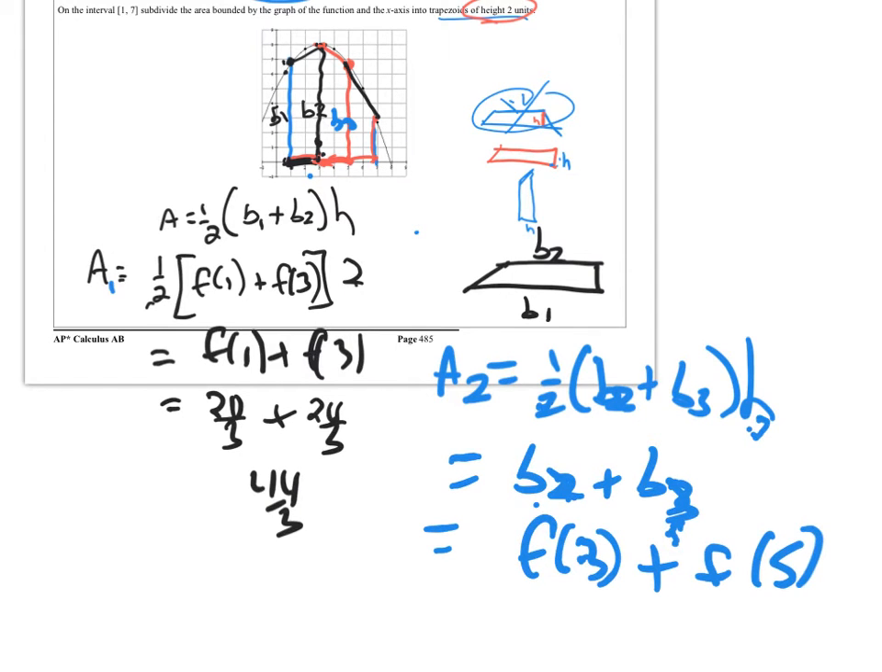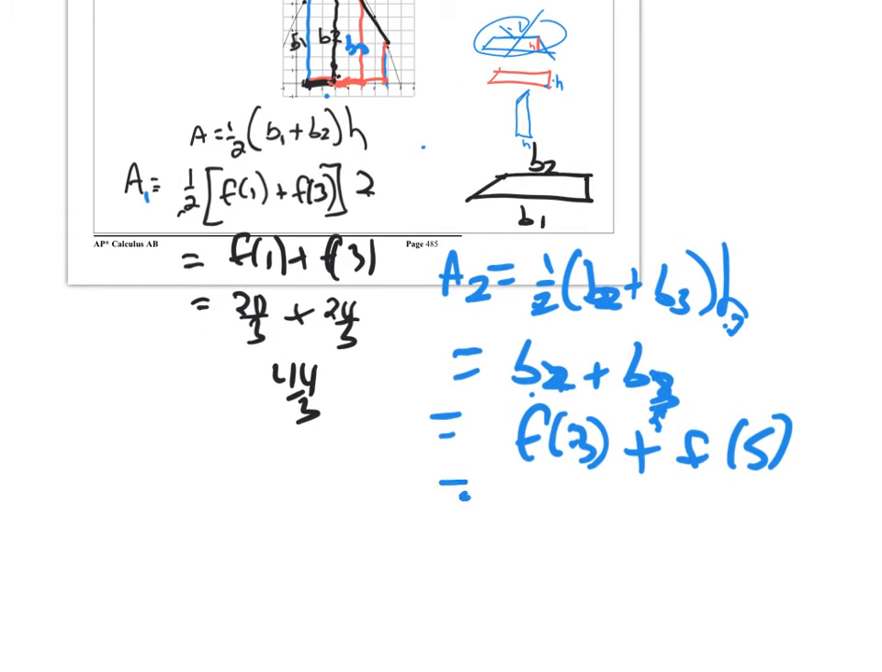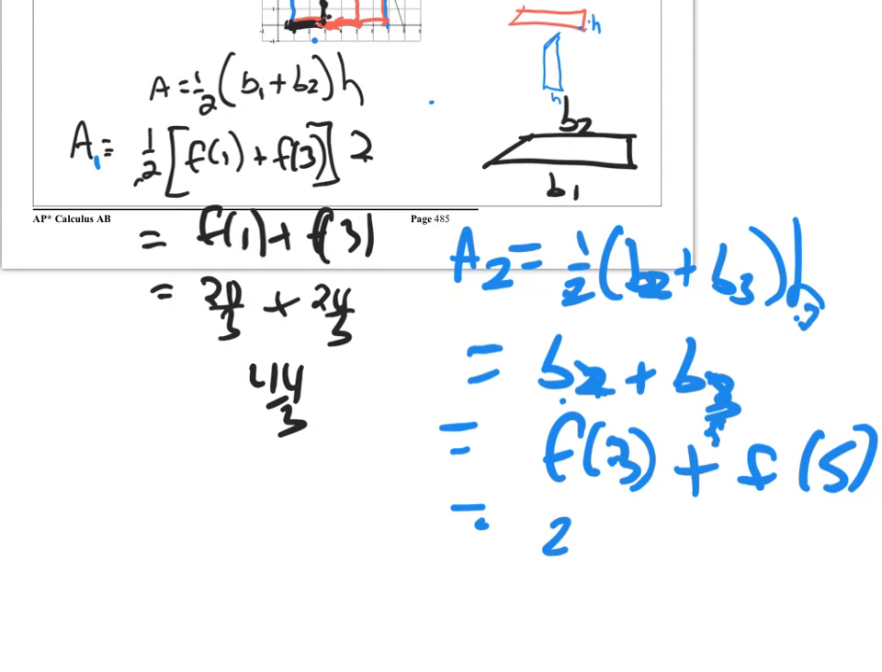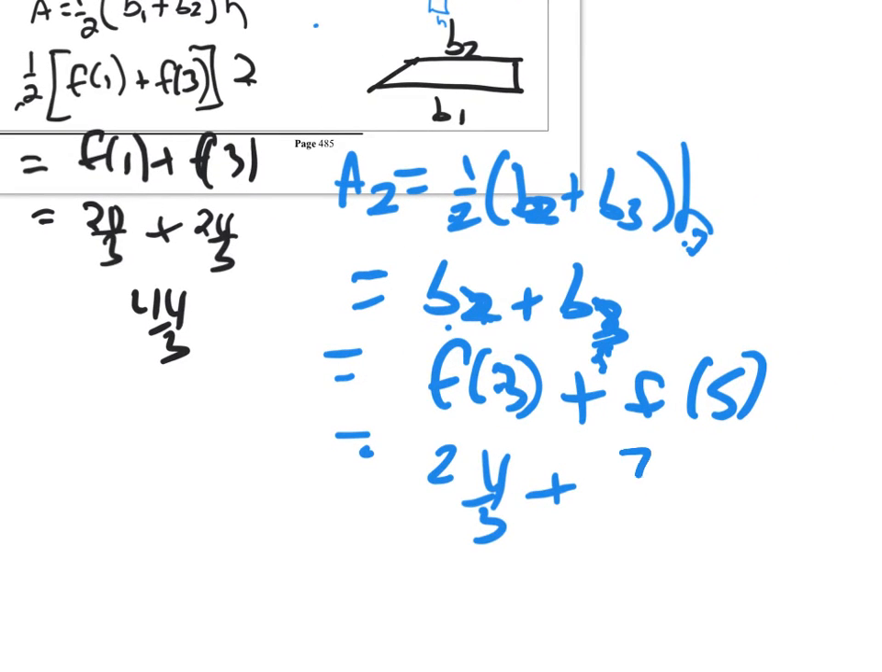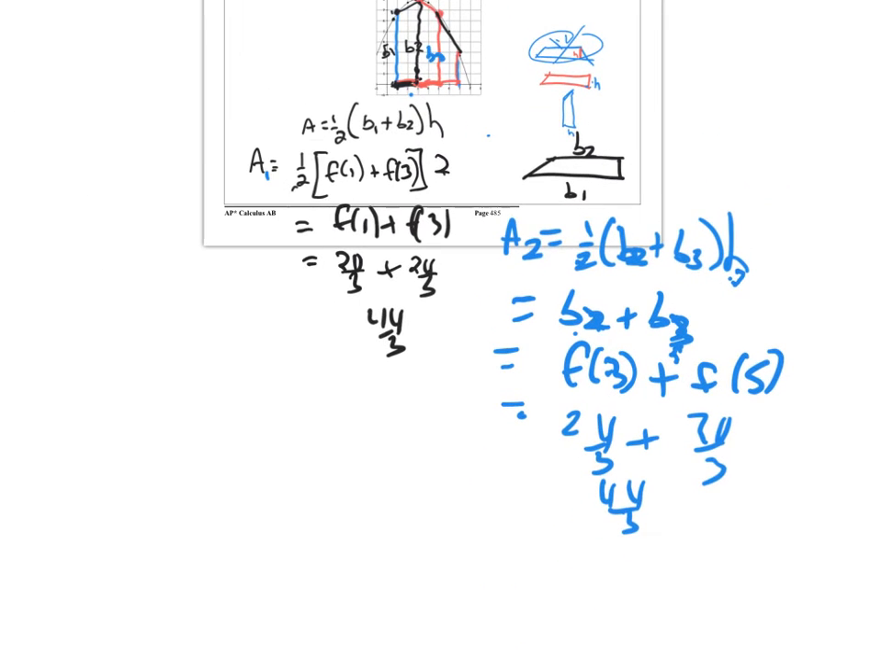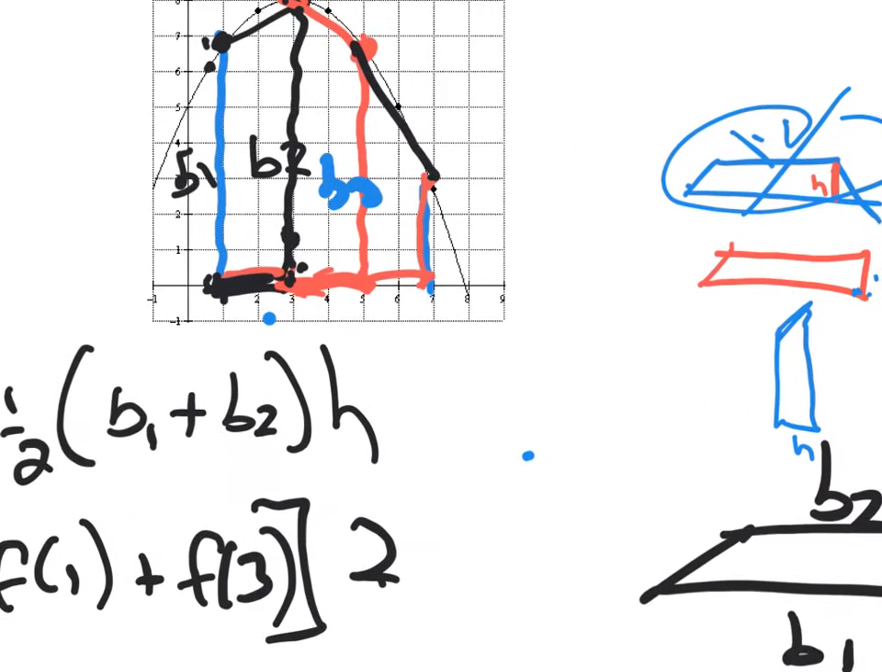So you said f of 3 was 24 over 3. What was f of 5? 20 over 3. Oh, that gives us the same thing, 44 over 3. One more trapezoid. Let's see if you visualize it.